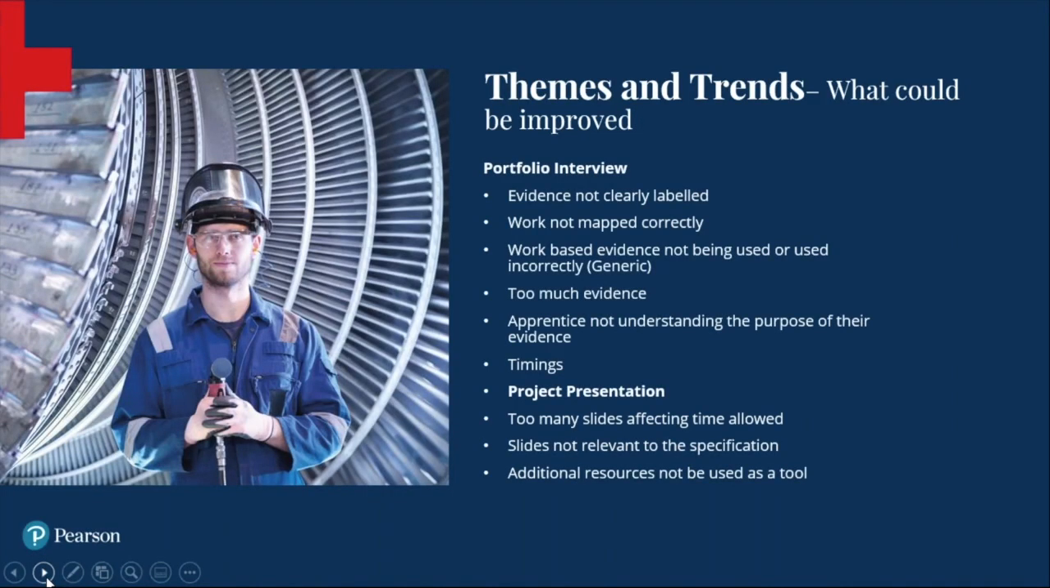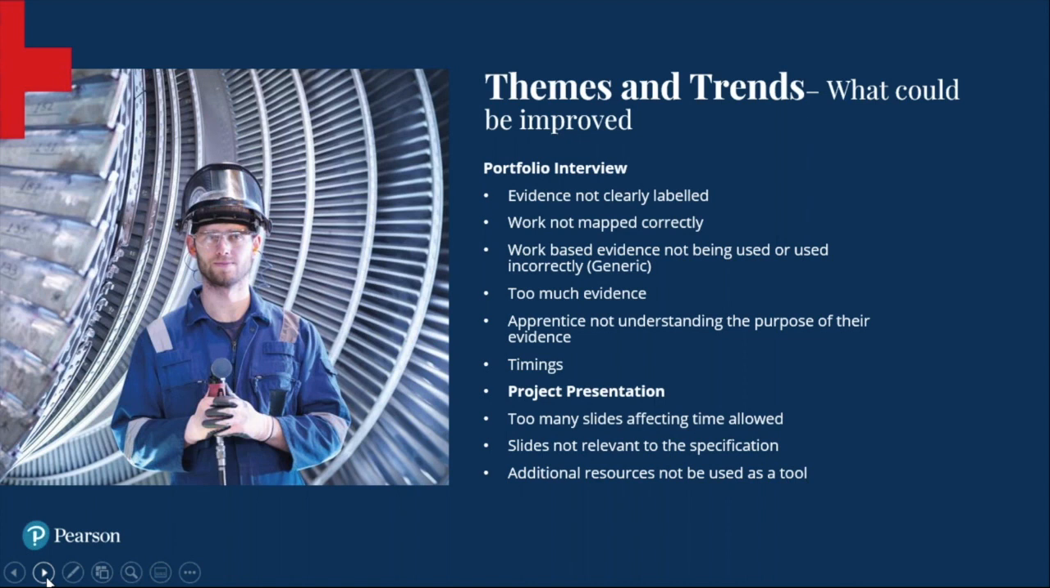So themes and trends, things that could be improved. For the portfolio interview, it is when evidence isn't clearly labelled and the apprentice has to spend time finding this information and is unsure of what is in there. The work is not mapped correctly. So by having 15 documents, for example, numbered 1, 2, 3, 4, all the way through to 15, it is easy to use. If the documents are labelled in a more complex manner, it can sometimes be confusing for the apprentice, especially if they are not 100% sure of their work.